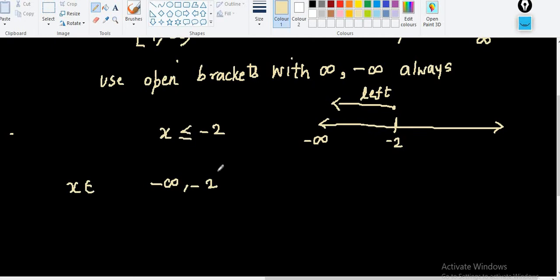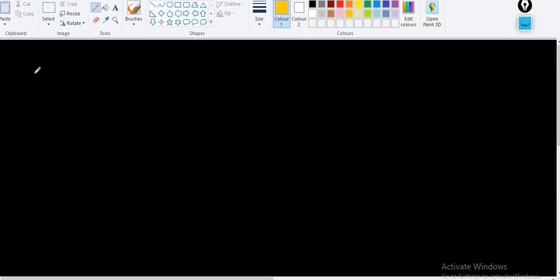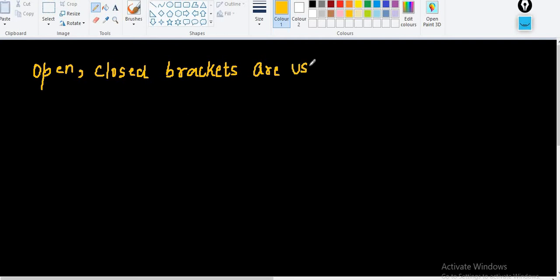Because there is an equal sign here, you will use closed bracket here, but with infinity always use open brackets, irrespective of the sign present in the question. See, the brackets, open brackets and closed brackets, are used for real numbers.